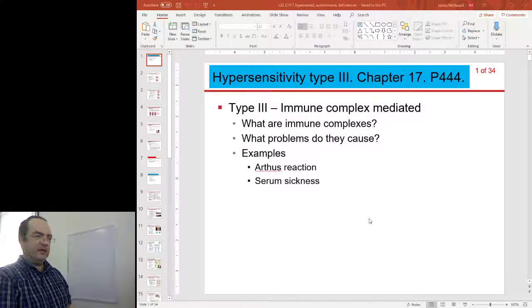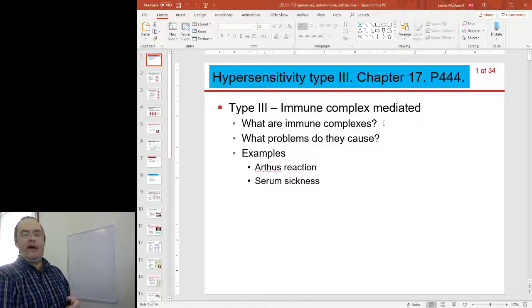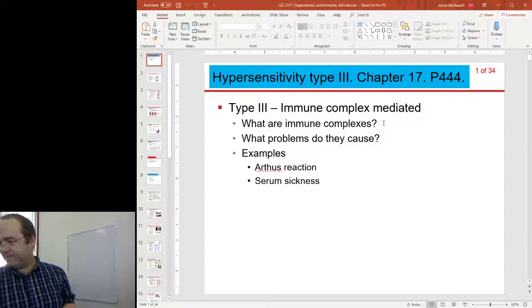Okay, this is part 4, and I'm now moving on to the second set of slides. And we're in the book, starting with hypersensitivity type 3 reactions, immune complex mediated, on page 444.